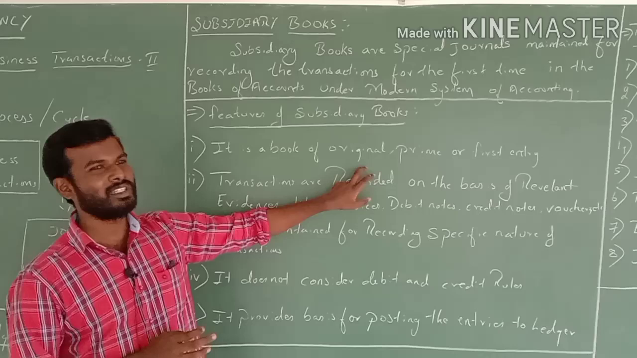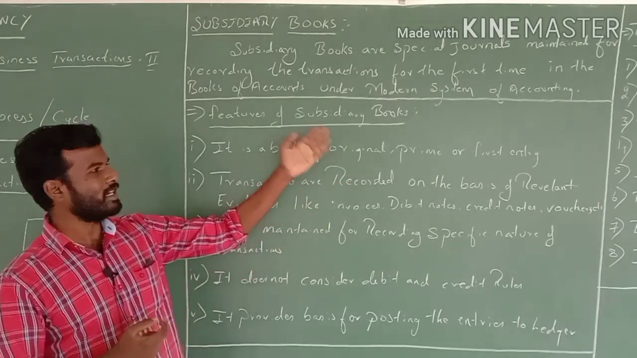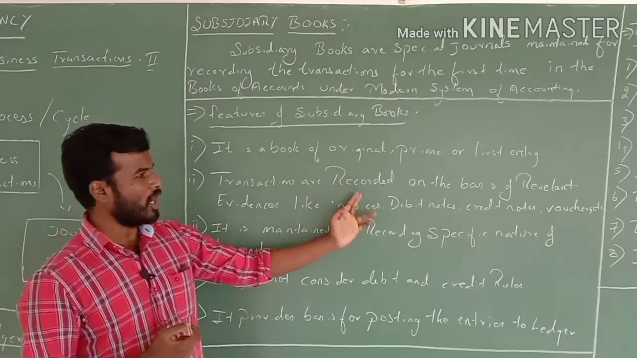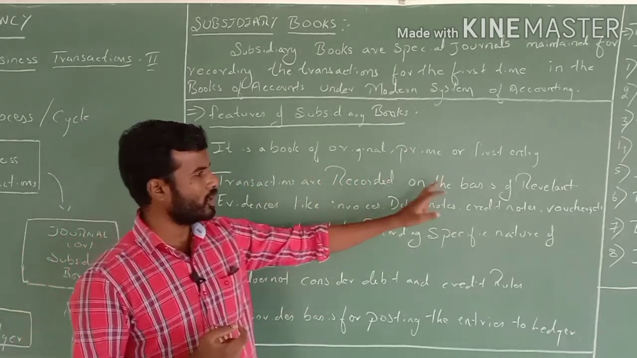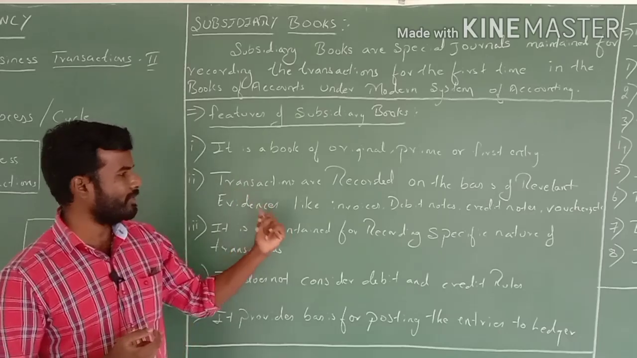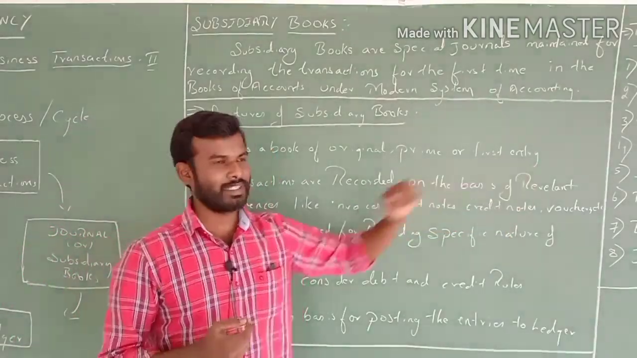It is also an original transaction, because business transactions are recorded in the subsidiary books. The second point: transactions are recorded on the basis of relevant evidences like invoice, debit note, credit note, vouchers, etc.